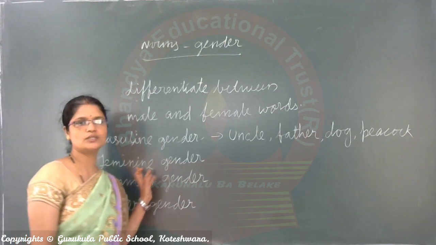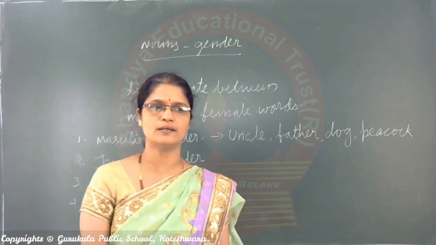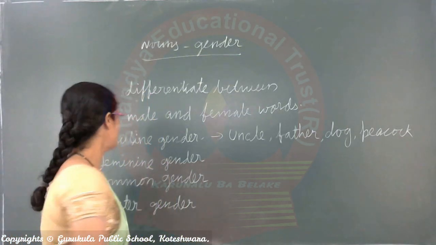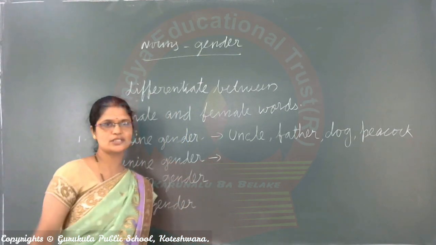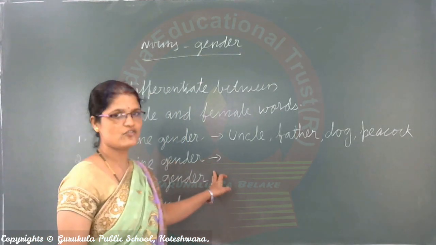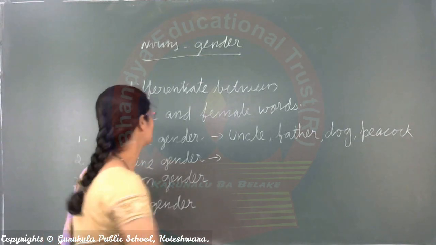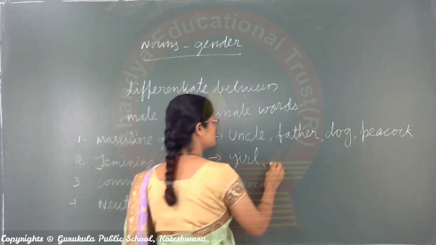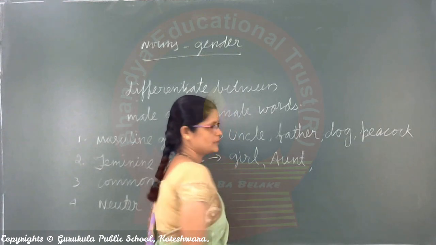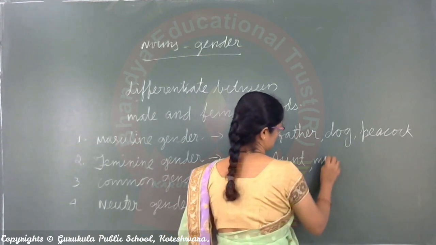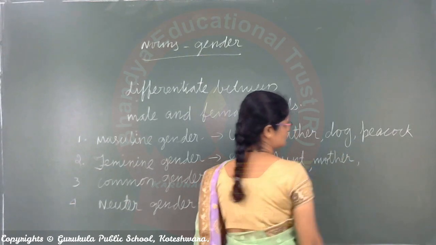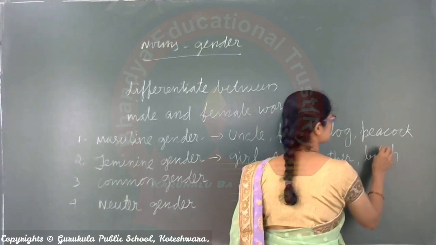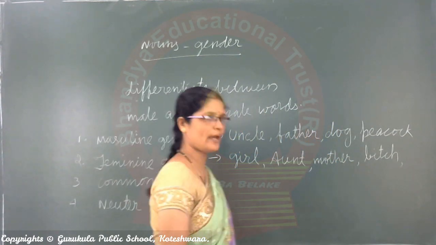Feminine gender. Second one, feminine gender. What's the feminine gender? It refers to female members. Female members. Can you give example for female members? Means feminine gender is girl. Auntie means aunt. Next, mother. Yes, next, bitch. Next, peahen.